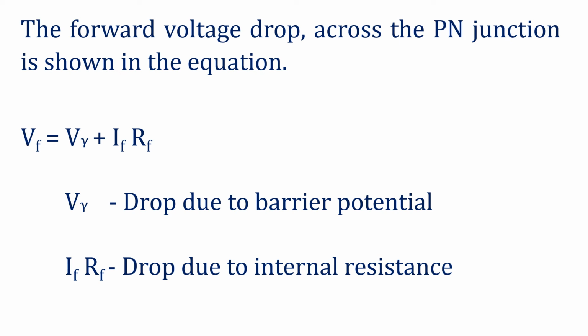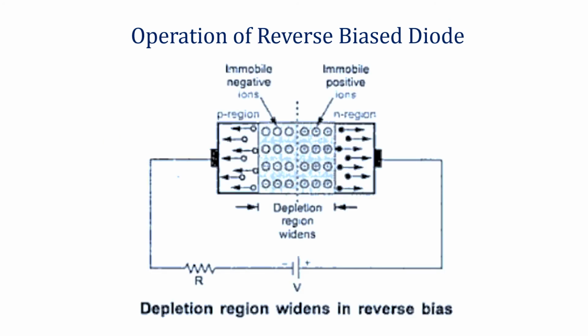Now we will see the operation of diode under reverse biased condition. Under applied reverse bias condition as shown in figure, holes which form the majority carriers of the P side move towards the negative terminal of the applied DC voltage, and electrons which form the majority carriers of the N side are attracted towards the positive terminal of the applied voltage. Hence, the width of the depletion region, which is depleted of mobile charge carriers, increases.